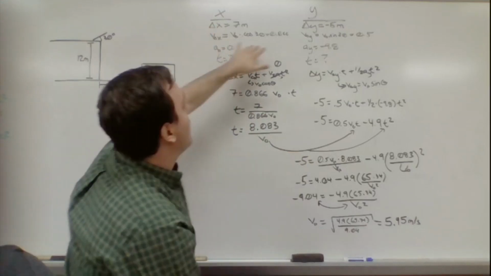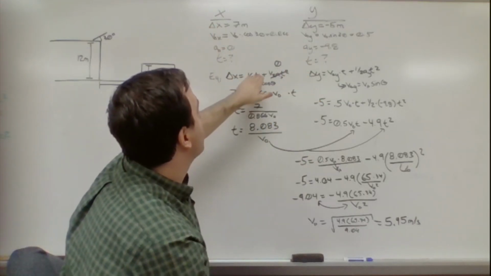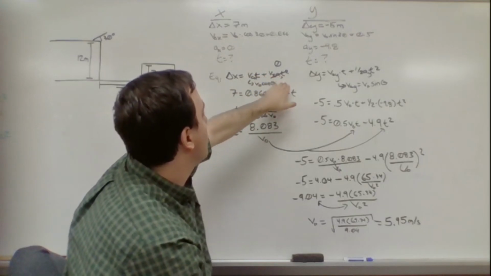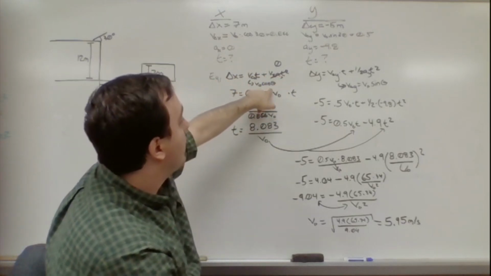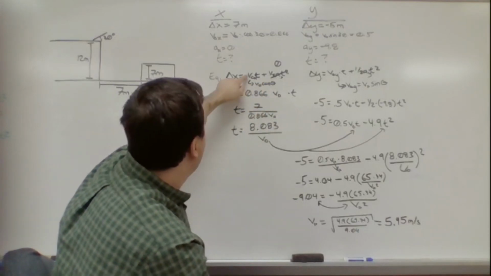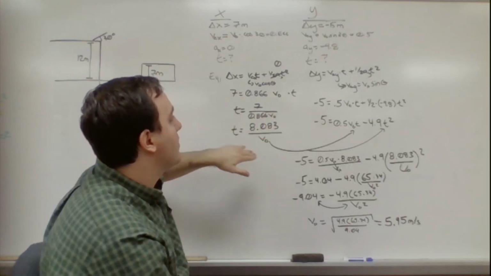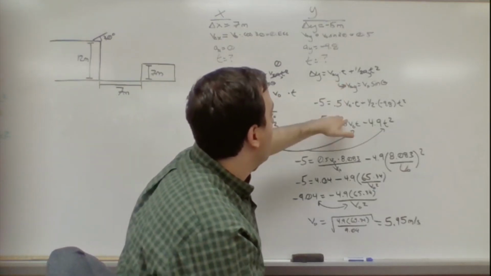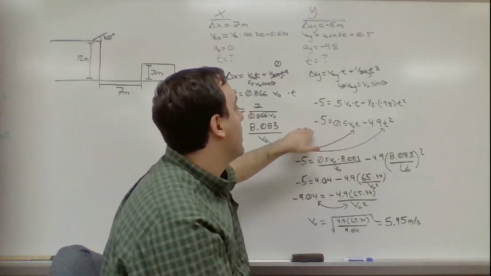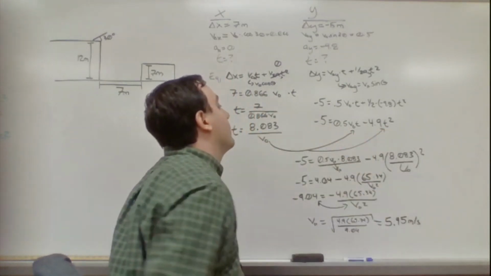I started by plugging in all my givens, all my unknowns, and I set the two equations up. x equals v naught x times t plus 1/2 a_x t squared. I plugged in v naught cosine theta for my v naught x. I plugged in 0 for a, gives me this equation here with all my plugged in variables. I did the same for y, and ended up here. Now I have two equations with two unknowns, v naught and t.